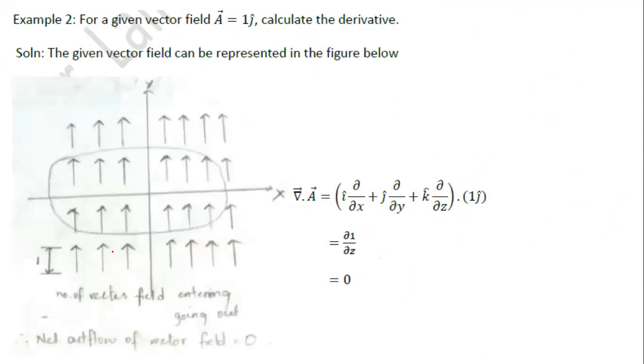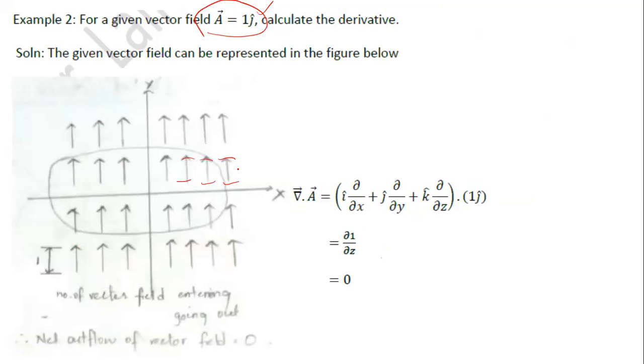Okay. Now let us look at another vector. As you can see, this is a fixed vector. It has a certain fixed magnitude. This vector has unit magnitude, and it is pointing along the y-axis. The vector direction is defined by j cap here. So you have vectors of fixed magnitude pointing along the y-axis.